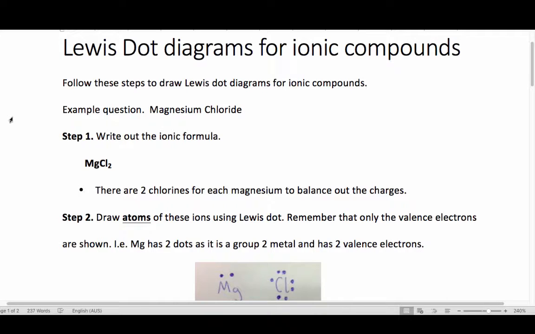You follow these steps to draw the Lewis dot diagrams for ionic compounds. For example, magnesium chloride is the substance that we're going to draw. The first step is to write out the ionic formula. We know that magnesium chloride is ionic because it contains a metal, magnesium, and a non-metal, chloride. If you remember your charges on your different ions, you will know that the ionic formula will be MgCl2. That's because magnesium has a +2 charge and chlorine has a -1 charge, so you need 2 chlorines to balance out the charge of the magnesium.